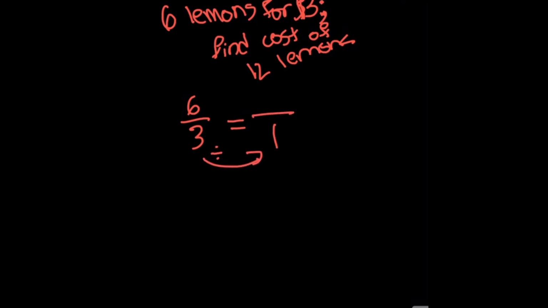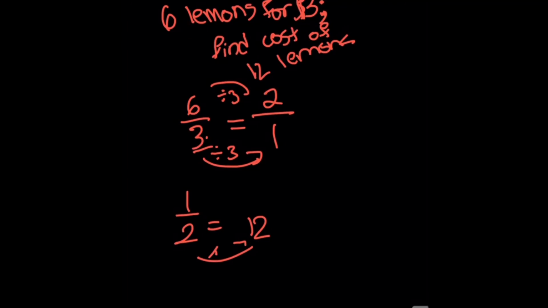Because remember, 1 lemon, divide by 3. So it costs $2. So that's the cost. 2 lemons cost $1, and I would have to go 1 over 2 and make it into 12. Times by 6, and then times by 6 to get 12 lemons. It costs $6 to get 12 lemons.